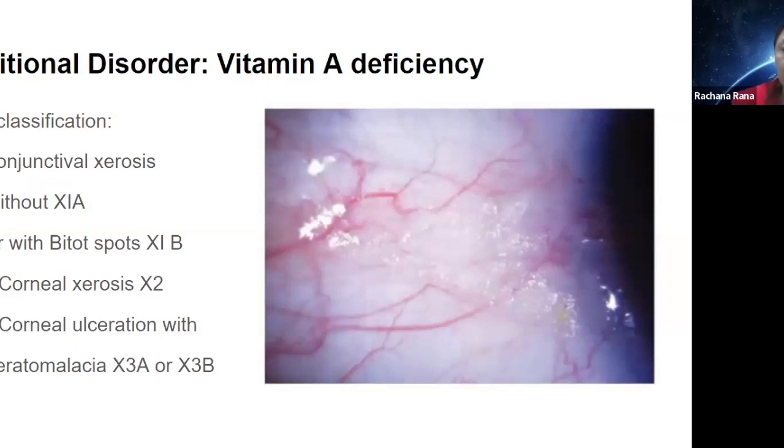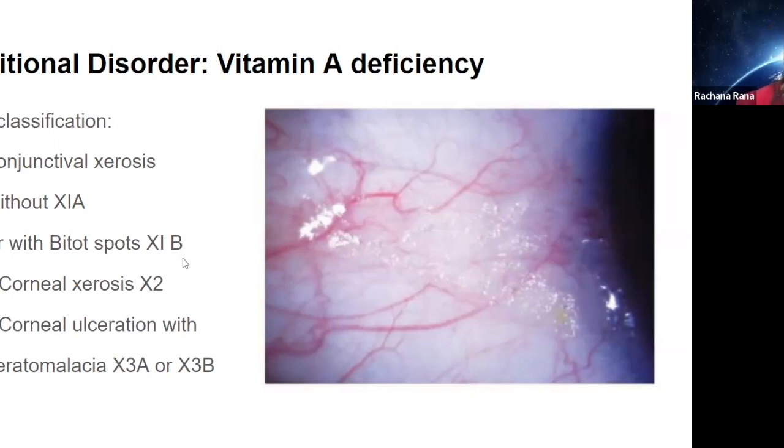So another important topic is a nutritional disorder, vitamin A deficiency, which is very common in our country. I think this is also common in your part of the world. Regarding the WHO classification, conjunctival xerosis without Bitot spot is X1A, and with Bitot spot is a glistening, whitish, foamy thing. It's a Bitot spot. So once it appears, it doesn't go away actually.